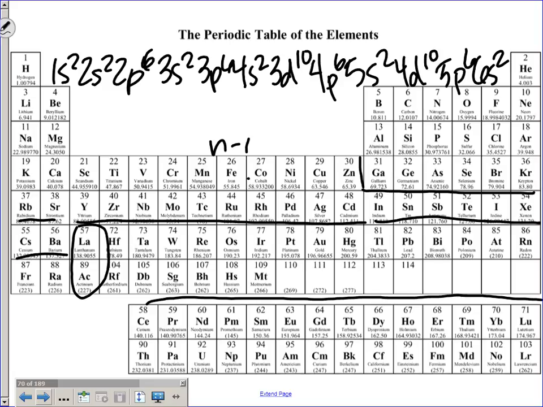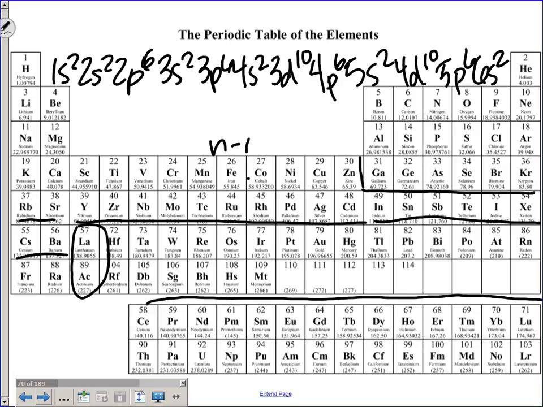I know yours has 15. It's just because they took the lanthanum and dropped it. The periodic table shouldn't actually look like this. It should be really, really, really long. It should be about this long. They do this to keep it in a textbook on a nice little 8.5 by 11. That's why they drop it down.